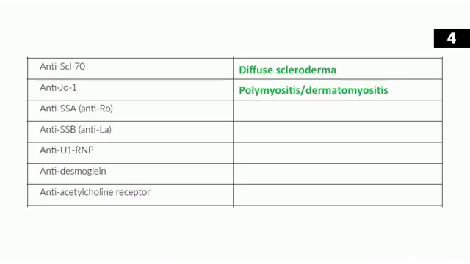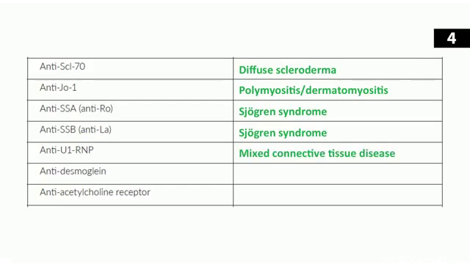Anti-SSA and anti-SSB, remember SS is for Sjogren's syndrome, so SSA is also called anti-Ro, and anti-SSB antibodies are also called anti-La. And there's an antibody called anti-U1 RNP, or ribonucleoprotein, which is seen in mixed connective tissue disease. The next one is from dermatology, which is anti-desmoglein, which is seen in pemphigus vulgaris.